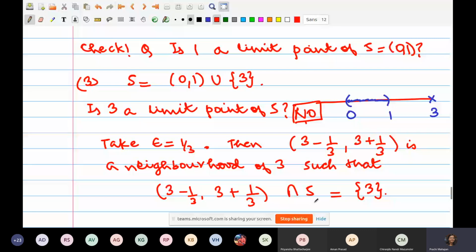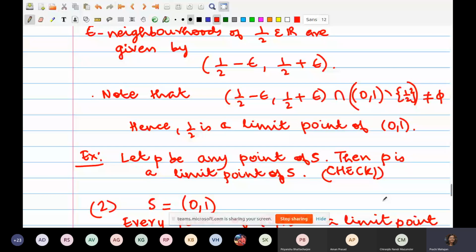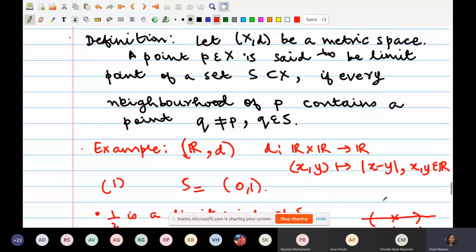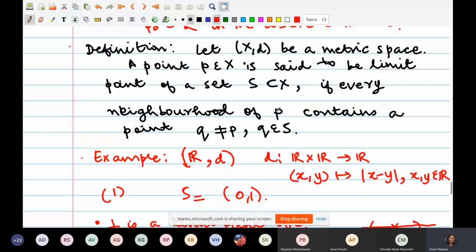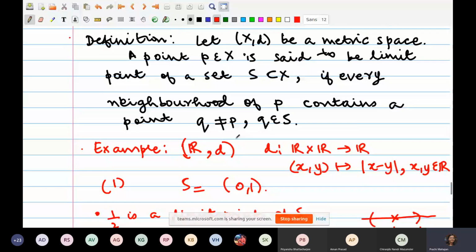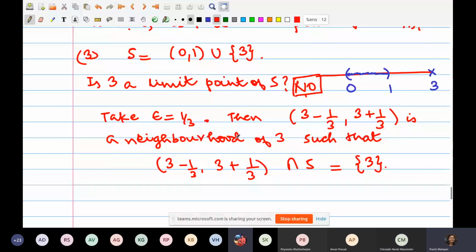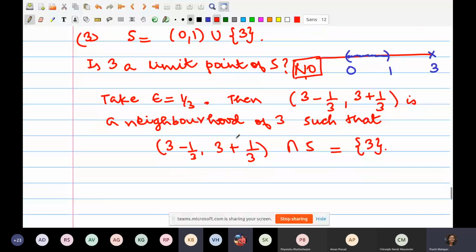But that's not what the definition of the limit point says. The definition says that if 3 were to be a limit point, then every neighborhood of 3 must contain a point of S different from 3. Correct? Is this okay? Is everybody present here? Excellent.